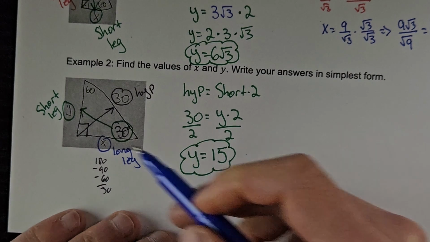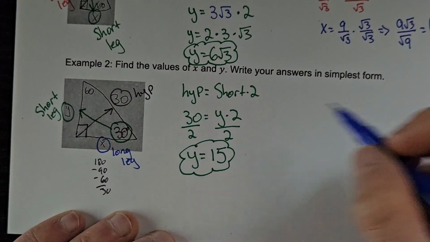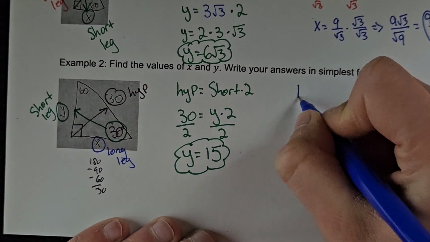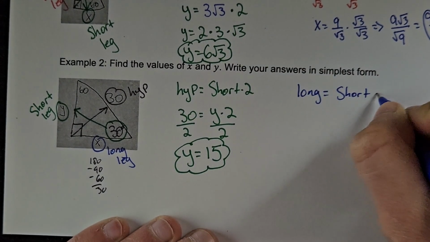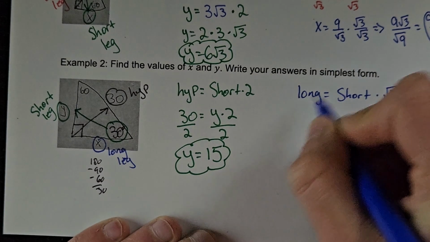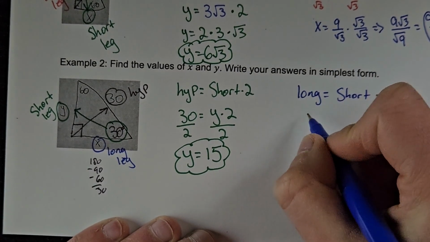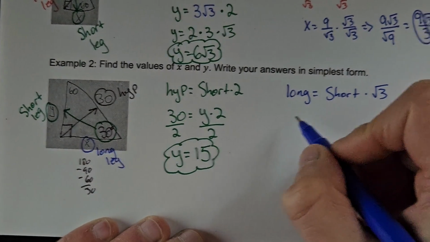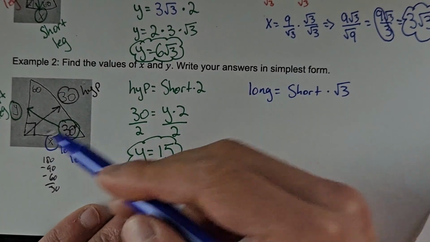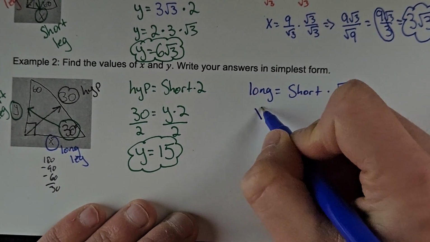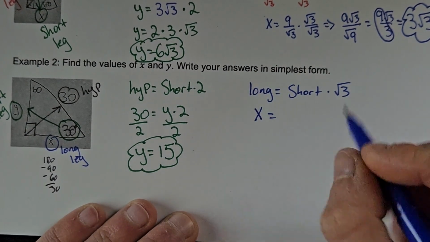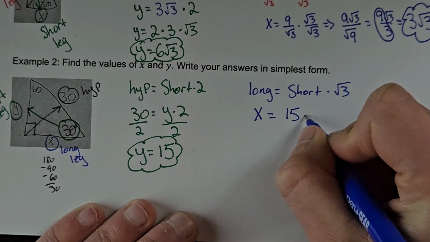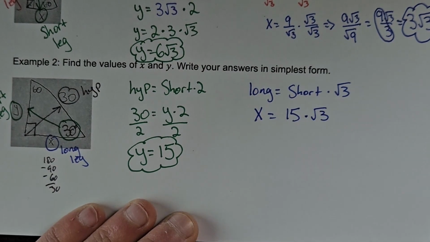Now, since I have my short leg, that means I can start finding my long leg. Our long leg is equal to the short times the square root of 3. So that means when plugging in my information, I don't know my long side, but I'm given a variable, which is x. I do know my short side because that was my y that I needed to find, so that's 15, and it's multiplied by the square root of 3.